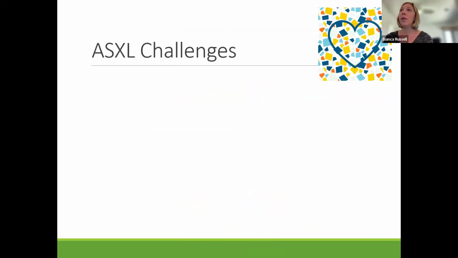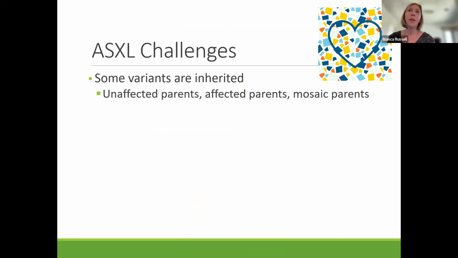Okay, so what are some of our challenges then? Some of the challenges in the ASXL space have to do with the variants being inherited. We've reported quite a few families that have unaffected parents that have passed on ASXL changes to their children. We have some parents who are mildly affected that have passed on changes to their children, and we have mosaic parents.